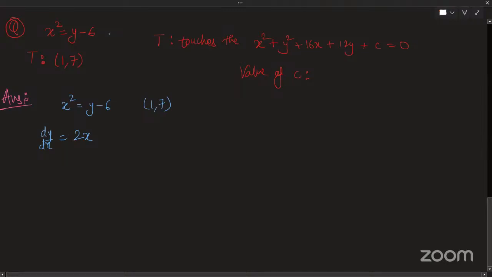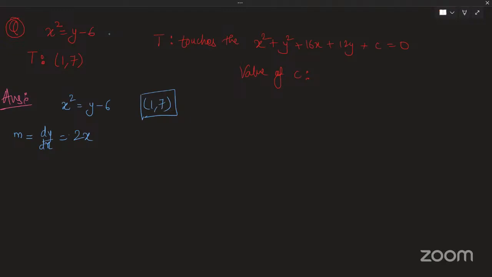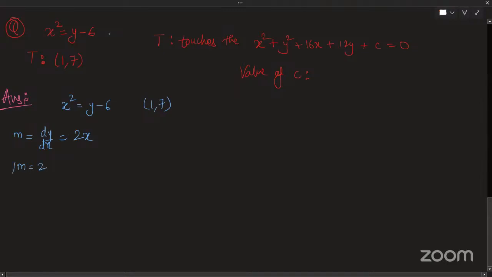So what does dy by dx mean? Dy by dx is the slope, right? Yes, sir. So can you tell me what will be the slope at 1, 7? At this point, 1, 7, what will be the value of slope of tangent? See, at 1, 7, what is the value of x? It is 1, obviously. So what will be the value of m? 2, sir. Yes, the slope is 2.